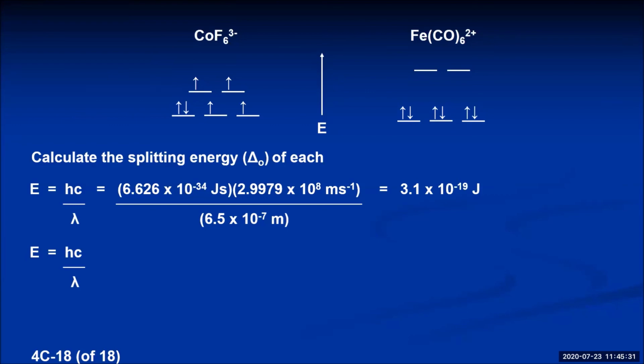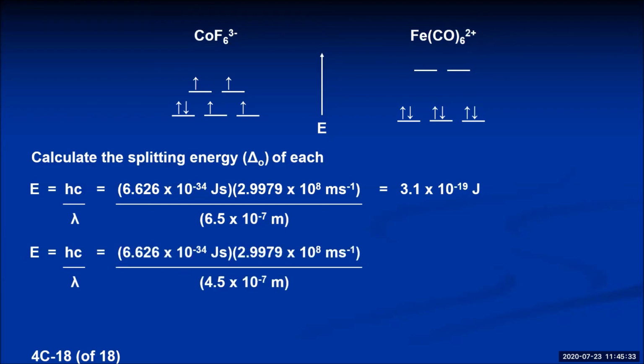The only difference is it absorbs a wavelength of 4.5 times 10 to the minus 7th meters. Meters cancel out, seconds cancel out, and the answer comes out in joules. And so the splitting energy for our second complex would be calculated to be 4.4 times 10 to the minus 19th joules.